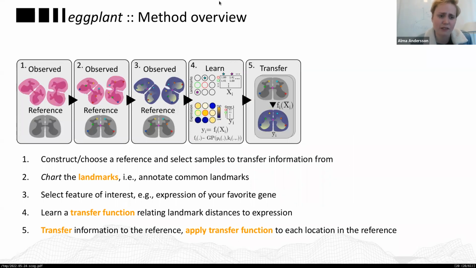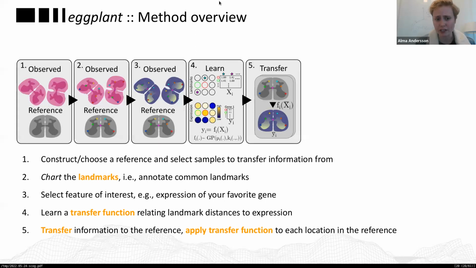And you can basically think of this as a 5-step process, where you start off by constructing or choosing a reference that you want to transfer information to, and then you select samples that you want to transfer information from to this reference. Next, we chart the landmarks in our data, and that is basically annotating common landmarks found both in the observed data and in the reference.